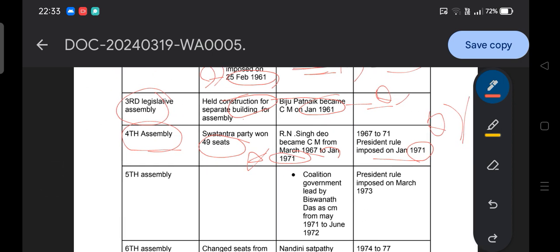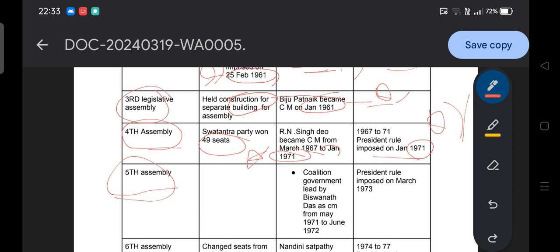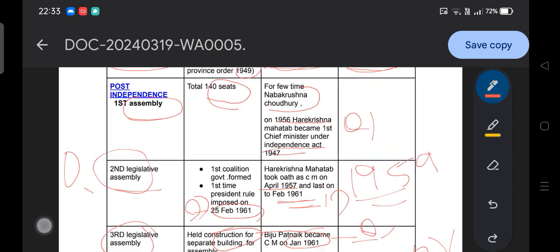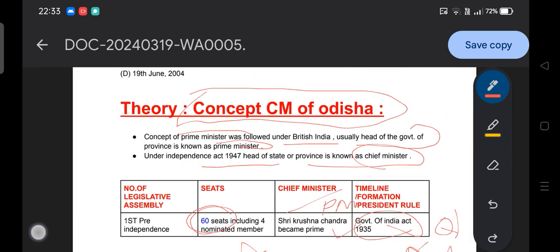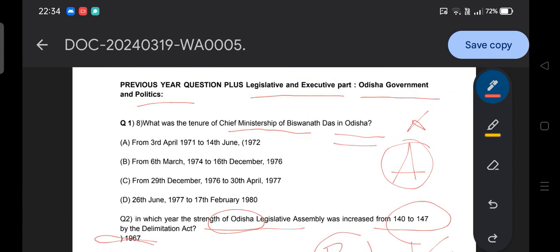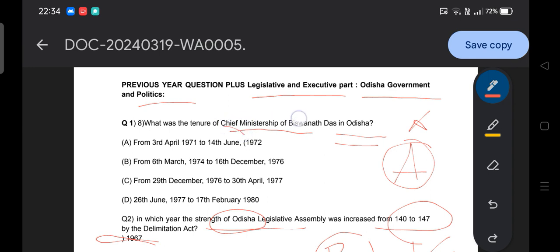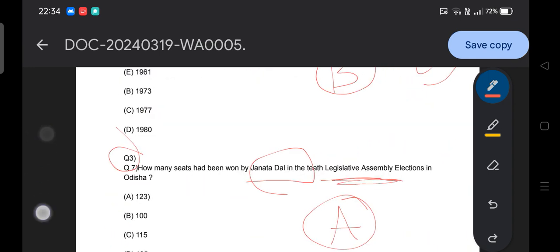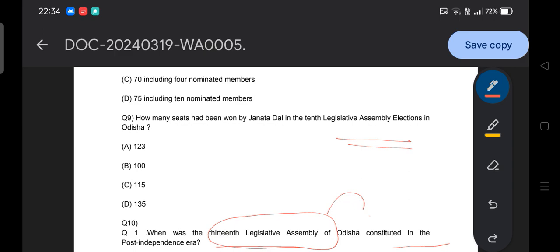Then moving to the fifth assembly. In the fifth legislative assembly, a coalition government led by Biswanath Das, as chief minister, from May 71 to June 72. This question was already asked in your examination, about the tenure of Biswanath Das. Let me show you the question you already saw: what was the tenure of chief minister Biswanath Das? They already asked it, and here you are going to cover that along with expected questions on similar lines.